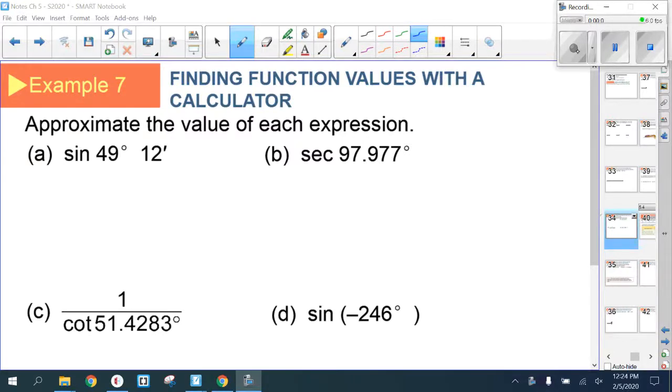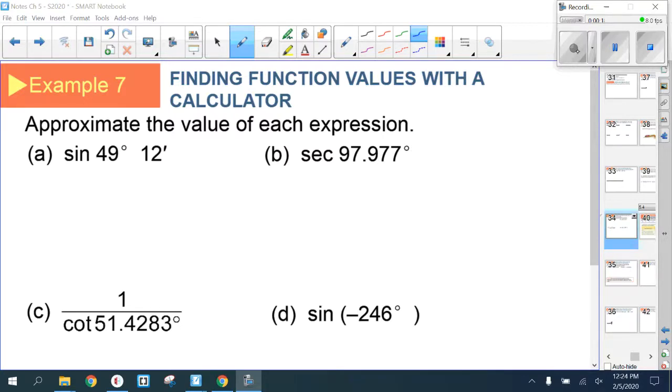Example 7, find function values with a calculator. You're going to recognize that this is a calculator question because the numbers are going to look messed up. If the numbers don't look like anything you've seen in the chart, multiples of 30 or multiples of 45, it's probably going to be a calculator question.